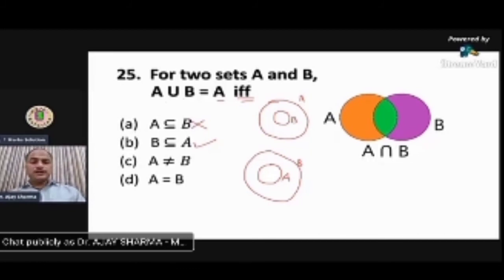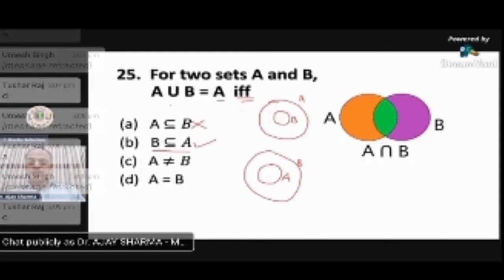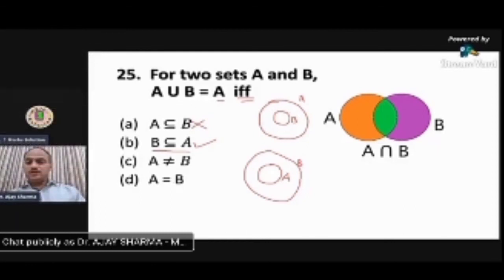So what happens here? When B is a subset of A, we are talking about this possibility. B is a subset of A. So in that case, what is A union B? A union B means the combined portion of these two sets. So we can see this is equal to set A. So here option B is correct. These are not the possibilities. So here we have the correct option B.